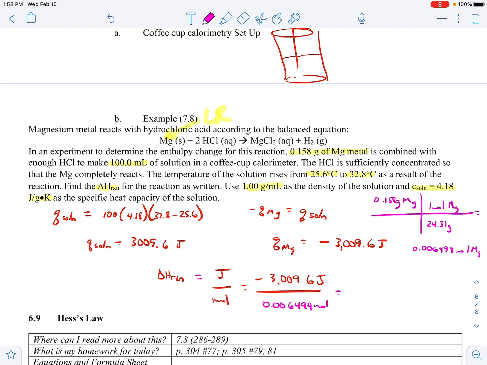So let's see what we got. 3009.6 divided by 0.006499. And we get negative 463,000 joules per mole, right? We could put that in kilojoules. We could say negative 463 kilojoules per mole. That would work as well, but it's kind of up to you, however you feel about it. Awesome. Great. See you next time.